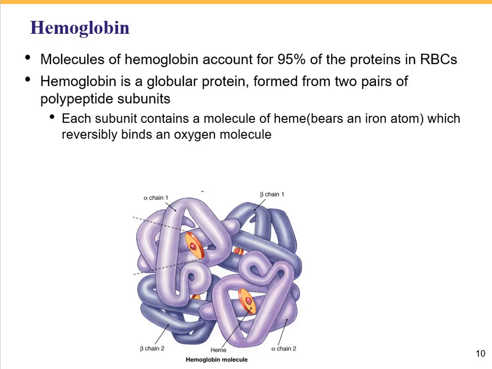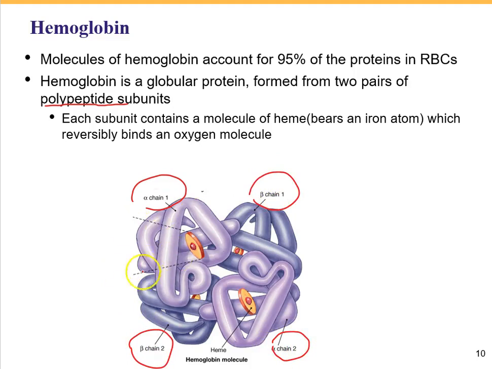In red blood cells, about 95% of the proteins are made of the molecule called hemoglobin. Hemoglobin is a special kind of protein that's shaped like a globe and is made from two pairs of smaller protein units called polypeptides. So hemoglobin is composed of four polypeptide chains, or two pairs of polypeptides. We have alpha chain 1, alpha chain 2, beta chain 1 and beta chain 2.